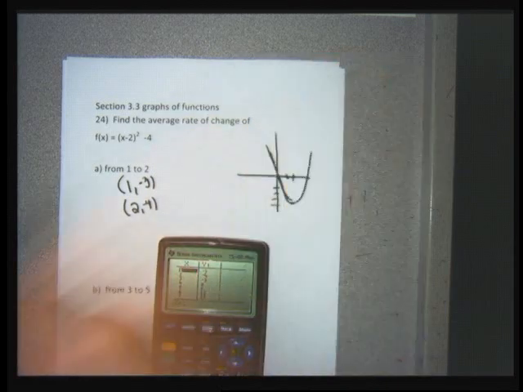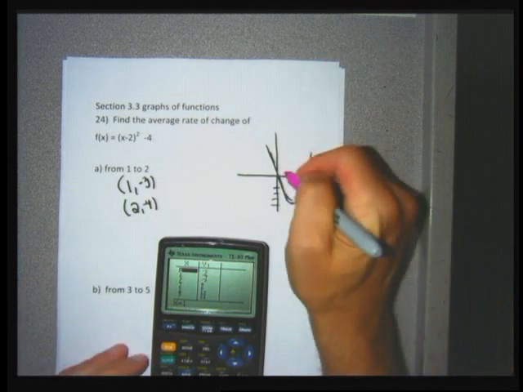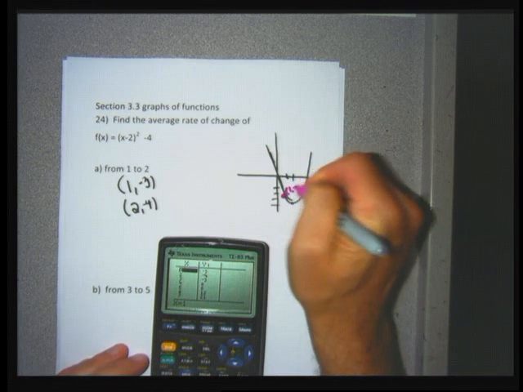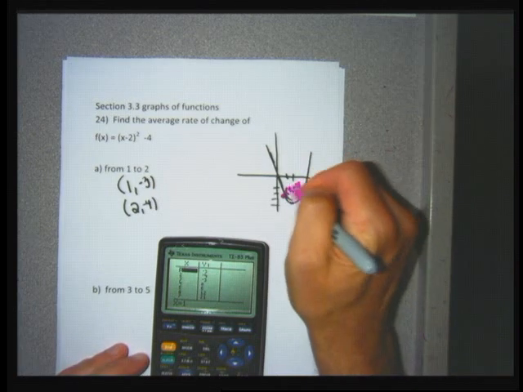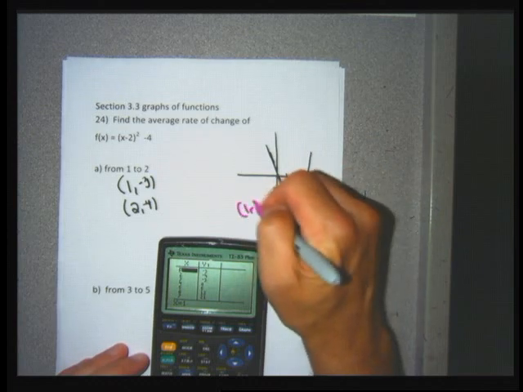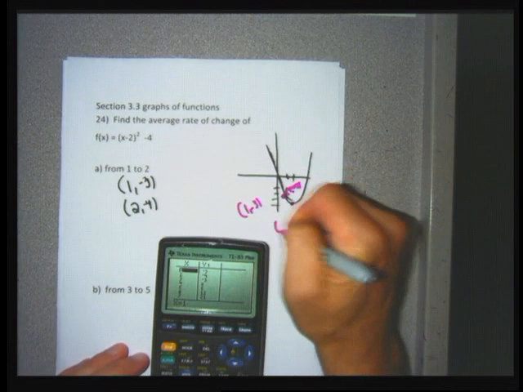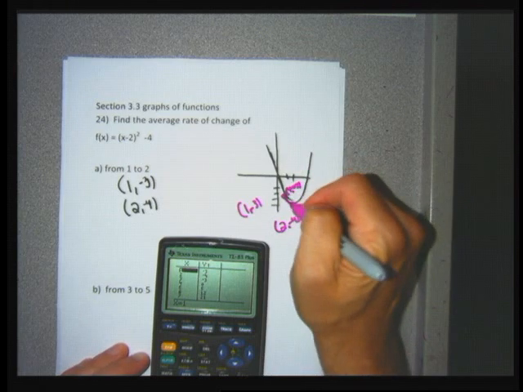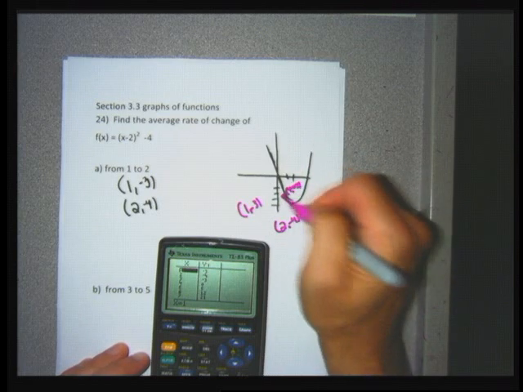So this graph goes through the points 1, -3 and 2, -4. The average rate of change is the slope of the line that connects those 2 points. It's going to be some negative number.